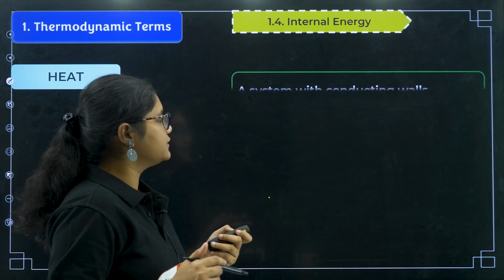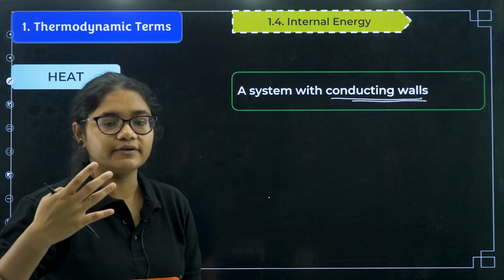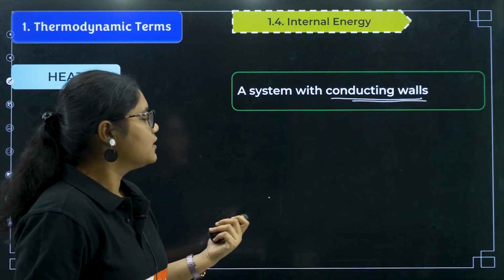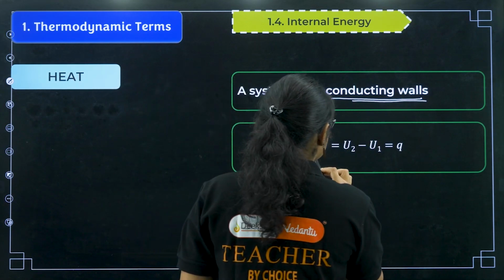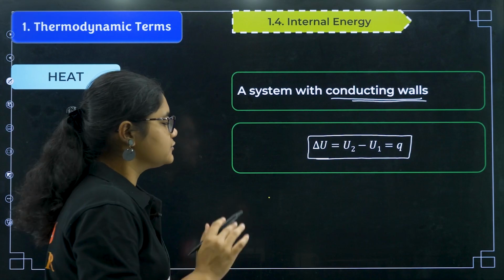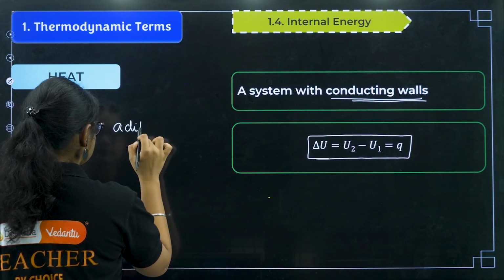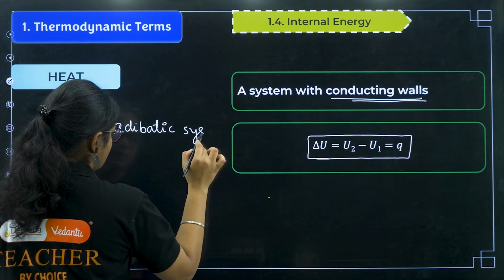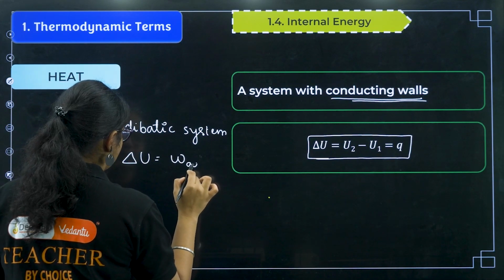If you see here, a system with conducting walls should be there. First of all, we need a system with conducting walls, meaning the temperature can change and heat can flow from system to surrounding. Now in this case, delta U is equal to U2 minus U1, which is equal to Q. So if you have an adiabatic system, then delta U is equal to work adiabatic.